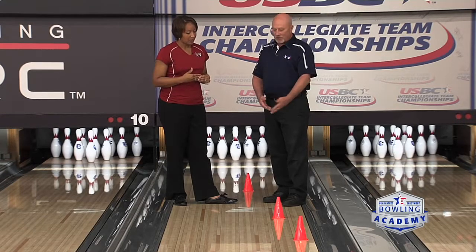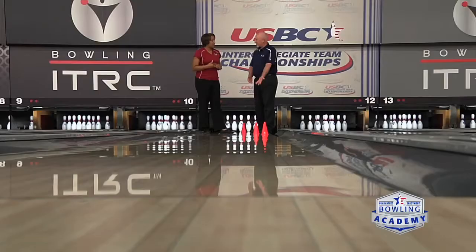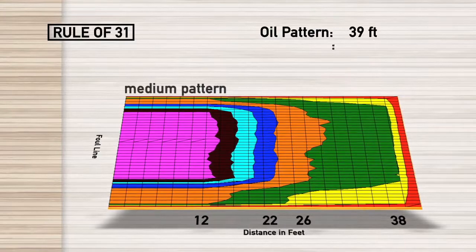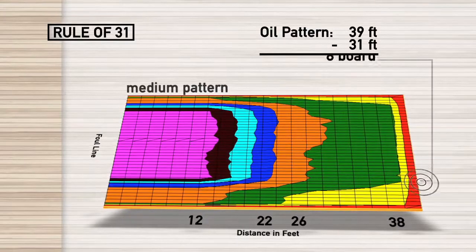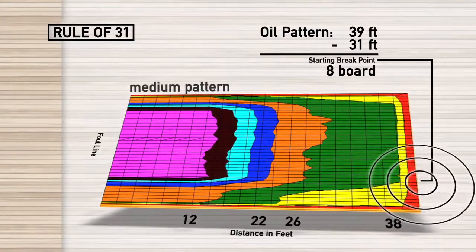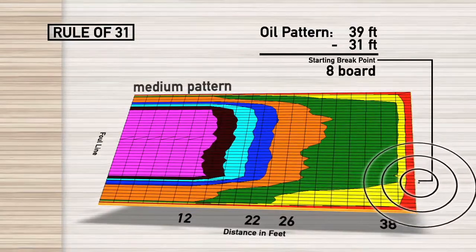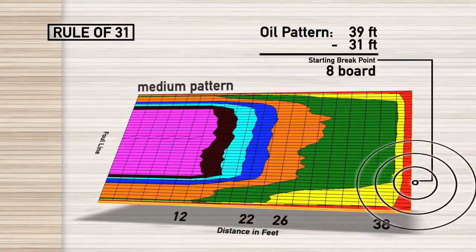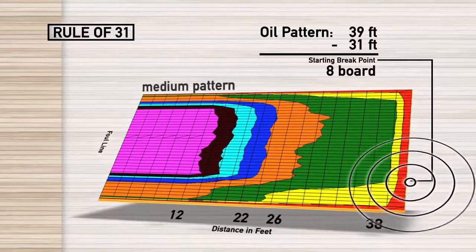Next one we have here is a 39-foot pattern. We take 39 feet, subtract 31, and what do we have? We get 8. So we're right here, at the 8 board at 39 feet. This one gives us a little more room to attack. We can come directly at it, or slightly head belly, or launch the ball from left to right out to this point. That gives a little more room.